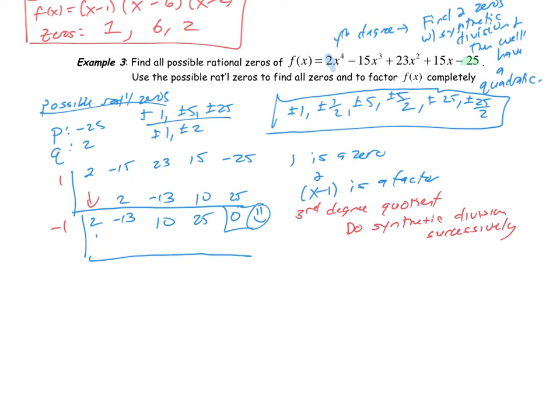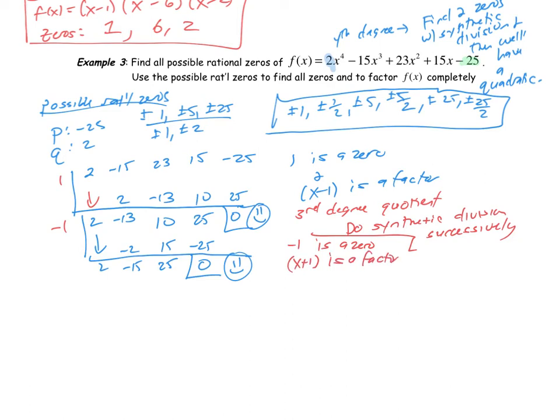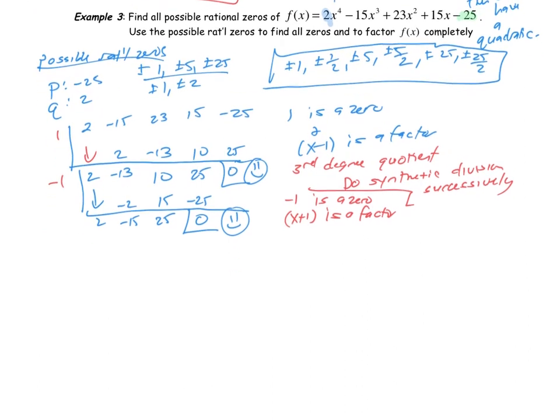So I'll bring down the 2. 2 times negative 1 is negative 2. Negative 13 plus negative 2 is negative 15. Negative 15 times negative 1 is 15. 10 plus 15 is 25. 25 times negative 1 is negative 25. And now we have a remainder of 0. So we're happy. And what have we shown? We've shown that negative 1 is a 0, and x plus 1 is a factor. And now we can start factoring our original function.